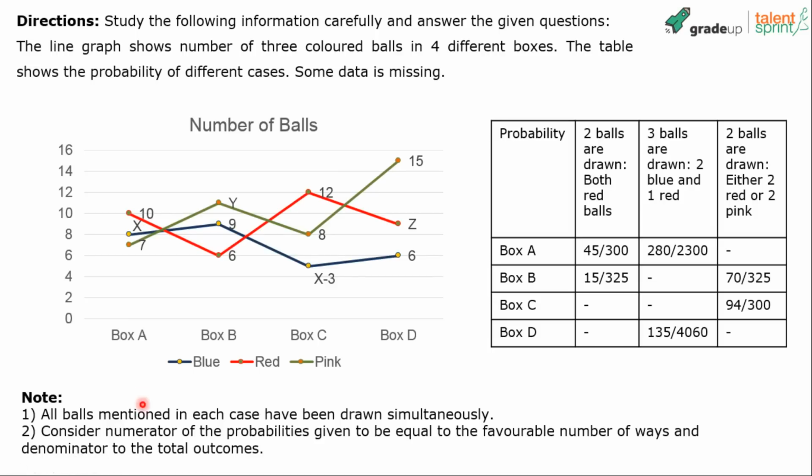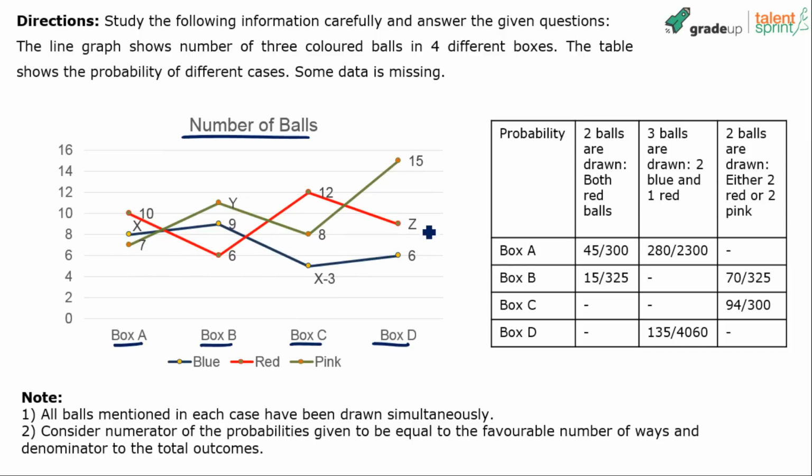So let me explain what is given here. Simple points to be noted. Number 1, the line graph talks about the number of balls. So the blue line indicates the number of blue balls, the red line indicates the number of red balls, and the green line indicates the number of pink balls, right? And there are 4 different boxes, A, B, C, and D. So how many blue balls are there in box A? X. That value is not known to us. How many red balls? 10. How many pink balls? 7.